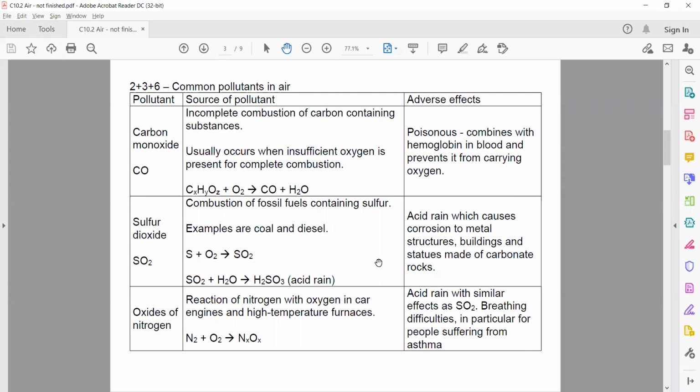And the problem with this is that the SO2 dissolves in water and creates an acidic solution. It's not quite sulfuric acid, it's a milder version of sulfuric acid, and it dissolves in the atmosphere and comes down as what we call acid rain. So has anyone heard of acid rain before? Yes. So it's an interesting concept because it literally rains acid.